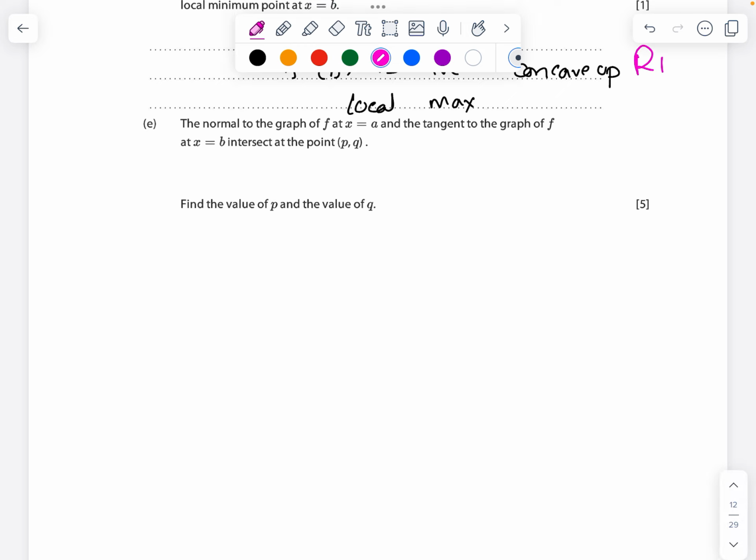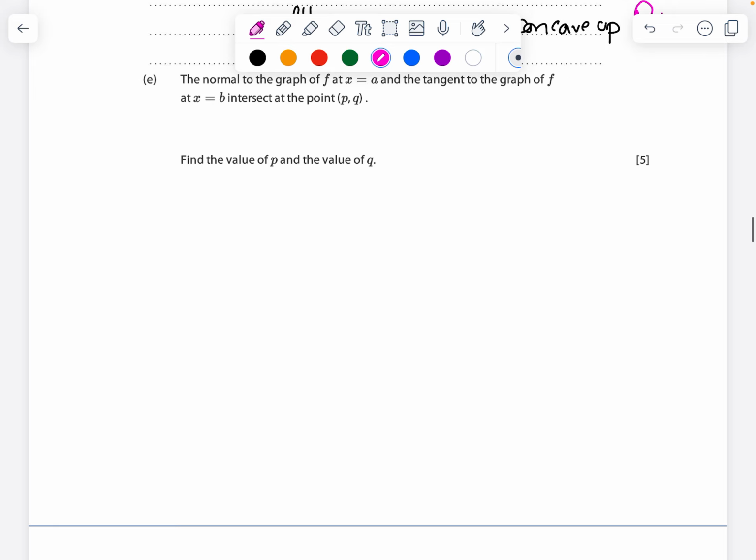The normal to the graph at x equals a and the tangent to the graph at x equals b intersect at a point P and Q. Find the value of P and Q. So the normal to f at x equals a is x equals negative 5. Negative 5. This is accuracy 1 mark.